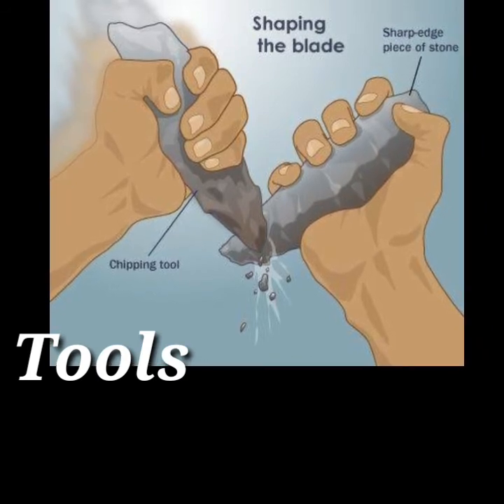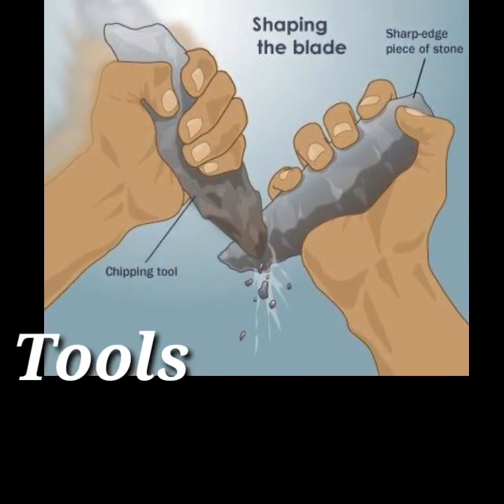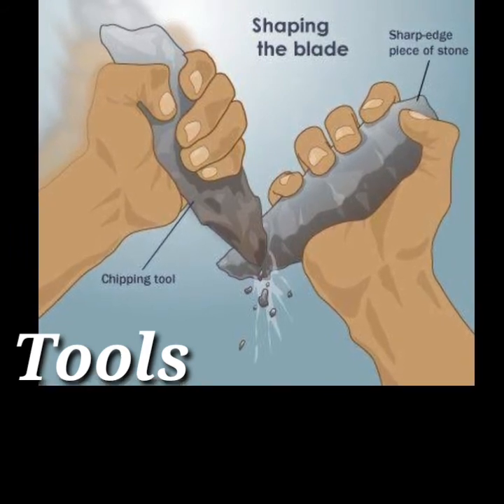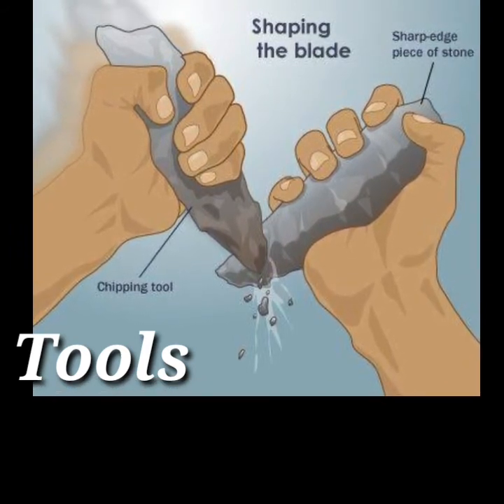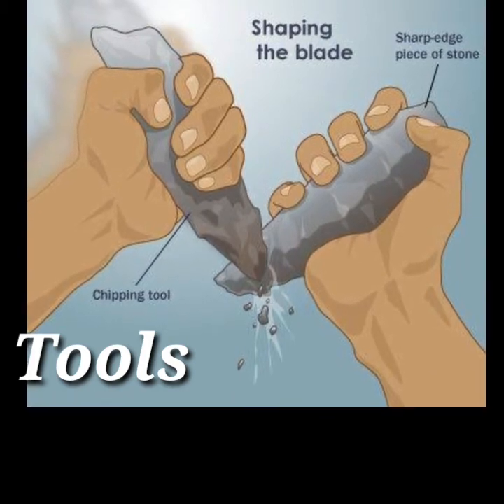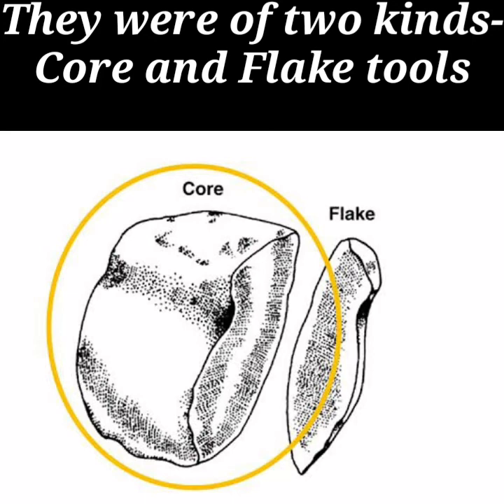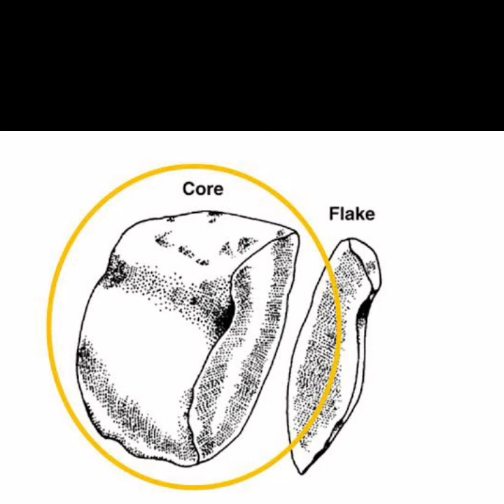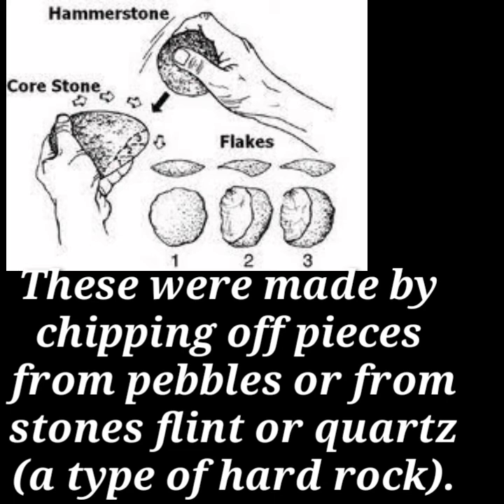Tools. The Paleolithic tools were made by chipping hard stones. They were of two kinds: core tools and flake tools. Core tools. These were made by chipping off pieces from pebbles or from stones of flint or quartz. These are the types of hard rock.